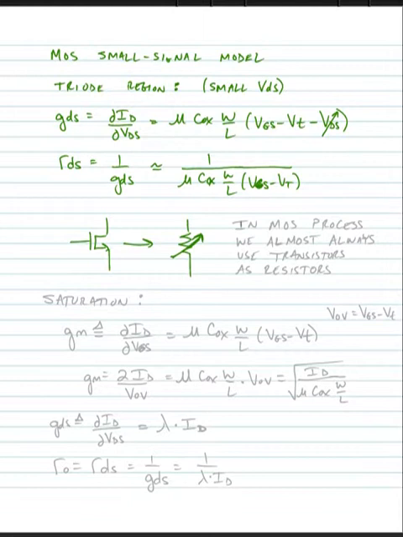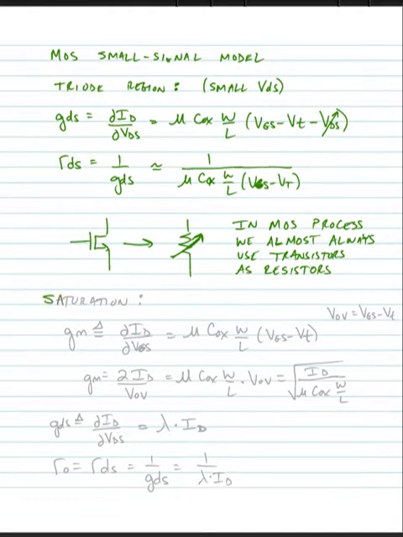And one thing we'll note is that in MOS processes, we almost always use transistor devices for resistors. And this is because we can make transistors much smaller than resistors.